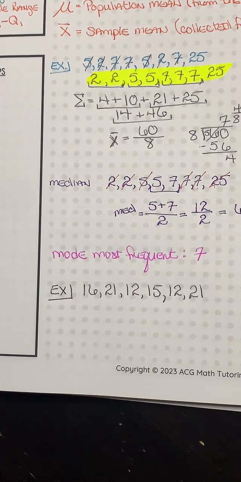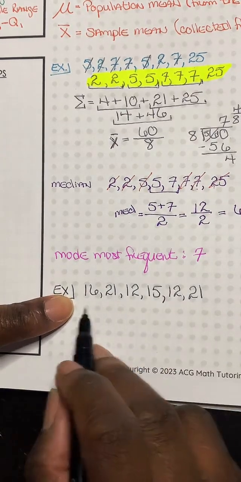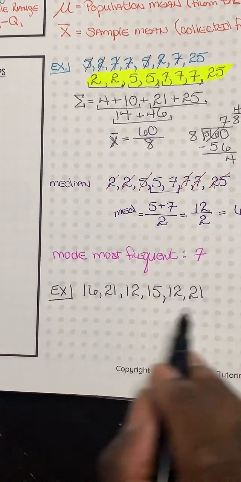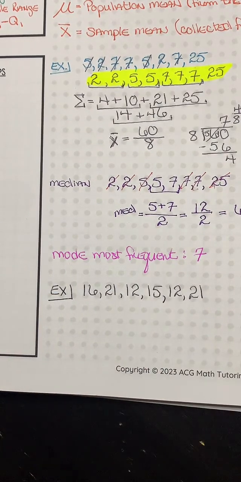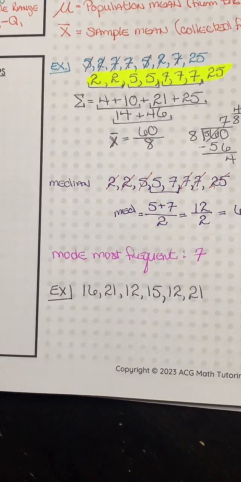Okay. So we have to make sure that this is in numerical order. For mean, it doesn't have to be in numerical order. We can have our 16 plus our 21 plus our 12 plus our 15 plus our 12 and plus our 21 again. And then we divide by how many numbers there are, which is 6. Yep, you got your order of operation.